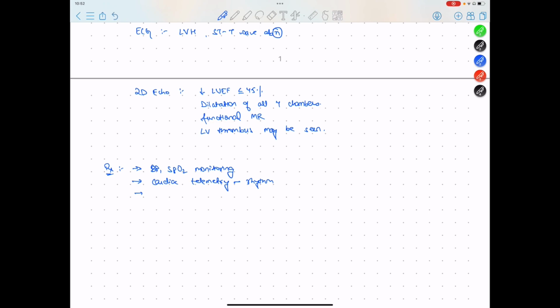And then oxygen supplementation, and then IV diuretics, titrated according to BP, right?